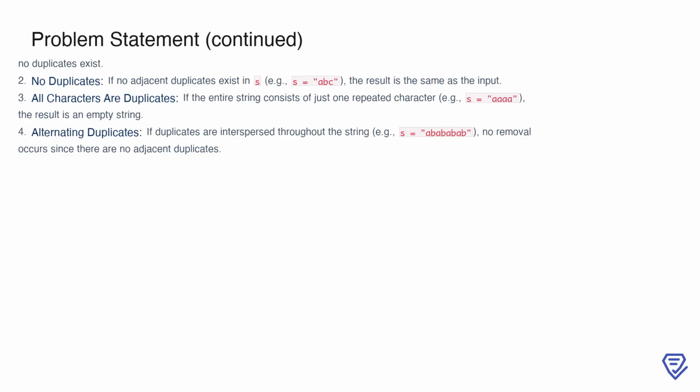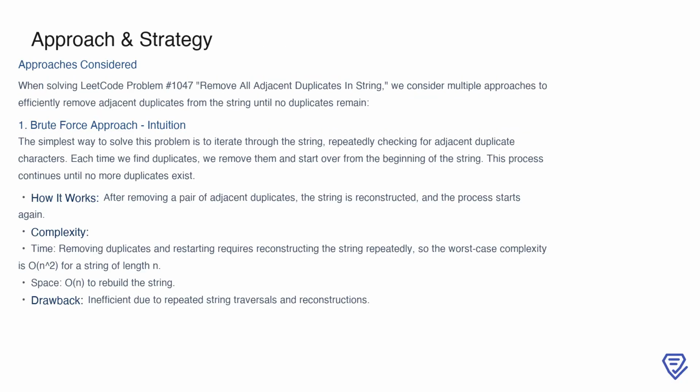When tackling LeetCode problem number 1047, we start by considering several approaches to remove all adjacent duplicates from a string. The brute force approach is the simplest method to understand. Here, we repeatedly iterate through the string, identifying any adjacent duplicate characters. Whenever a duplicate pair is found, it's removed, and the process restarts from the beginning of the modified string. This continues until no duplicates remain.